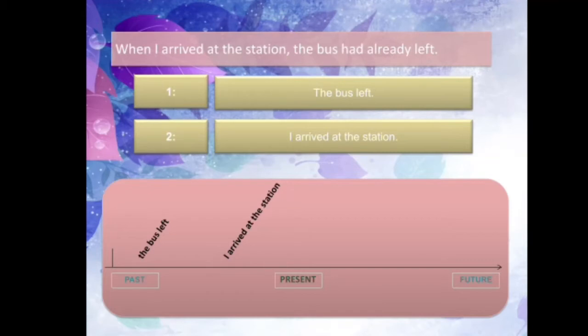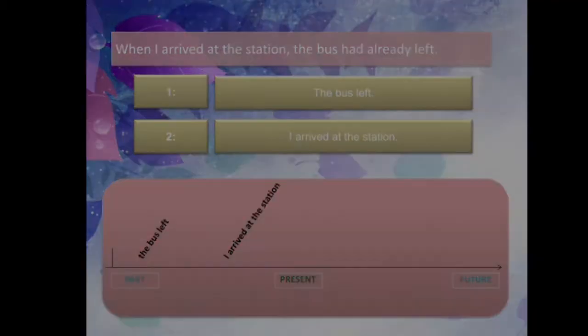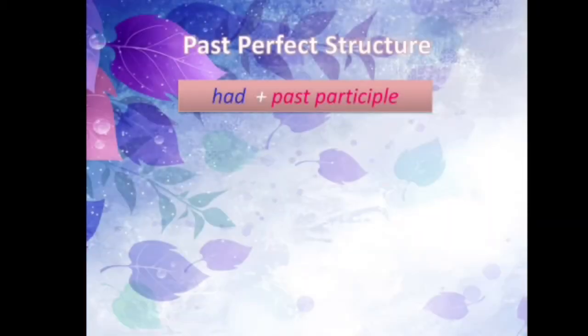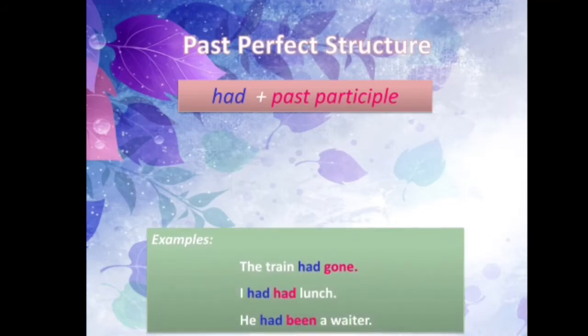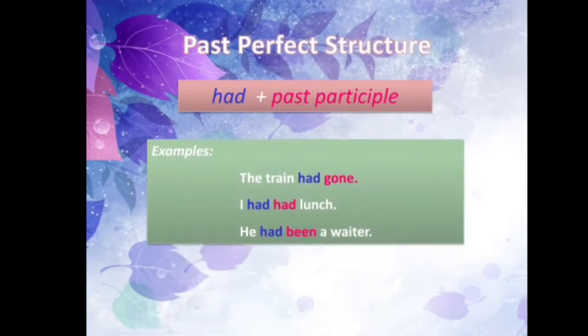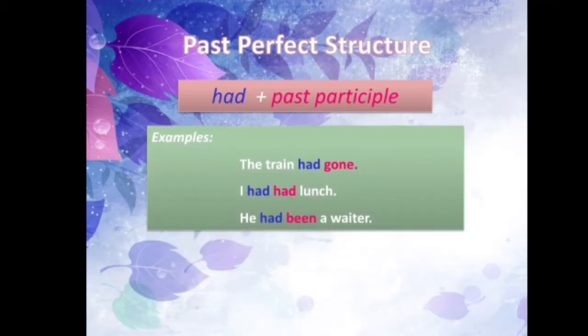This is number 1. Number 2, I arrived at the station. How to formulate the past perfect sentence, we use had and the past participle, like the train had gone, I had had lunch, he had been a waiter. Here I'm using the third shape of the verb, which is past participle.